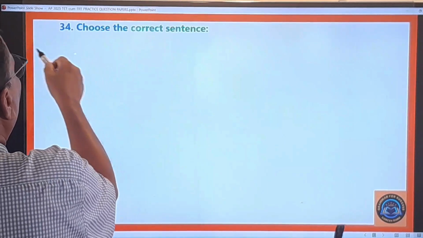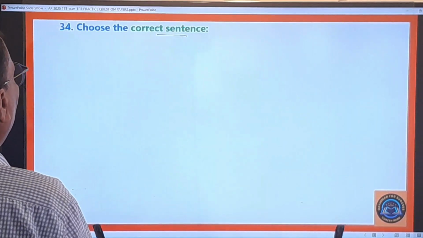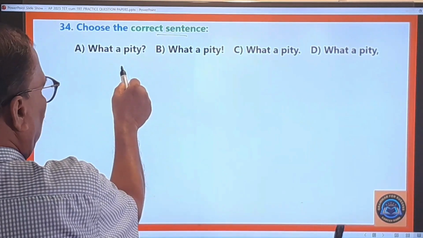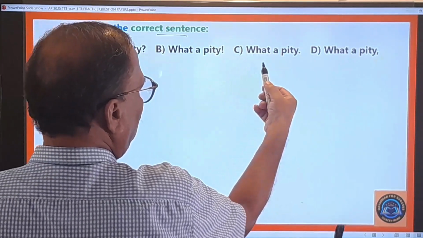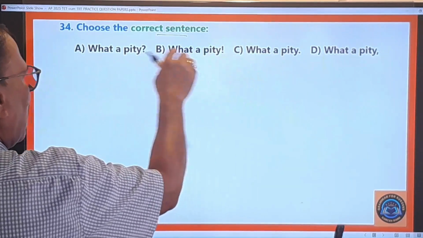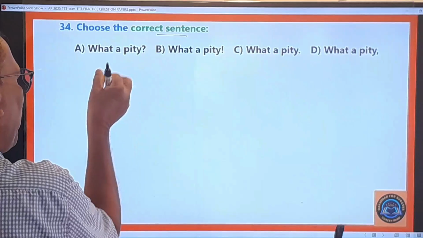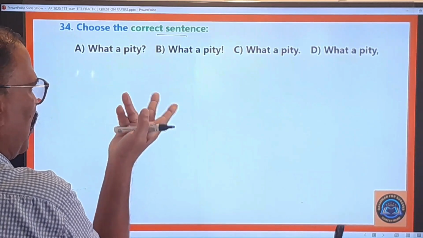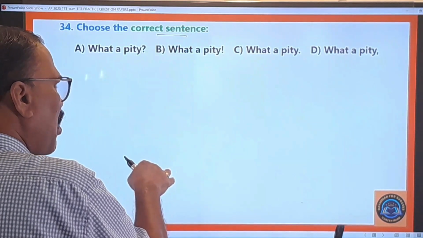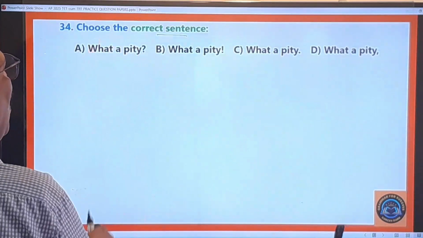Right. 34th question, choose the correct sentence. Okay, and here, what a pity, what a pity. So all these sentences are one and the same, but some punctuation marks are wrongly used. The correct punctuation mark with the sentence is only your answer.